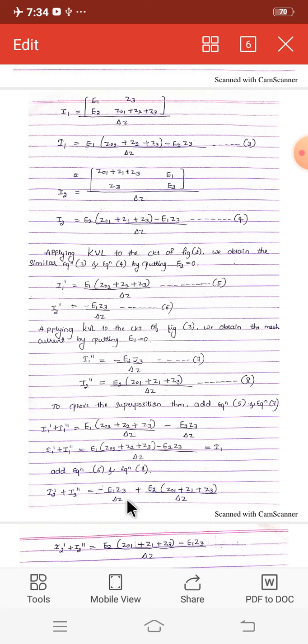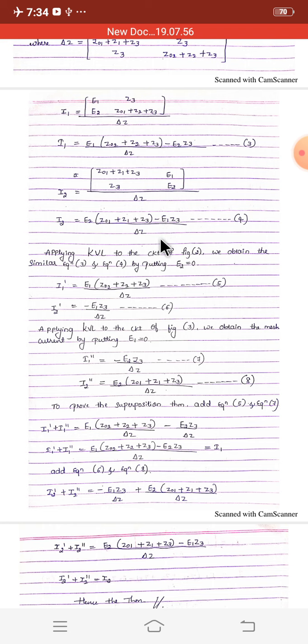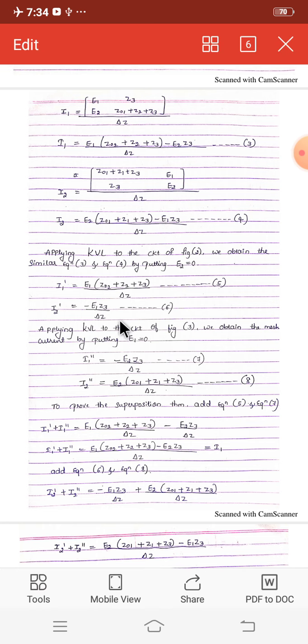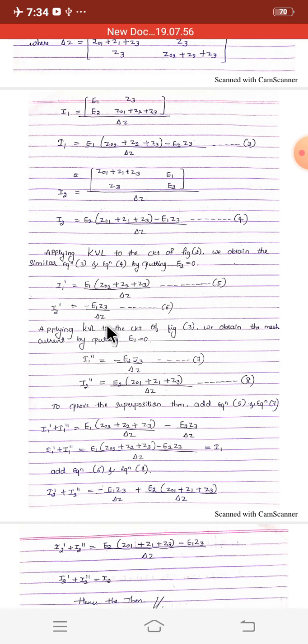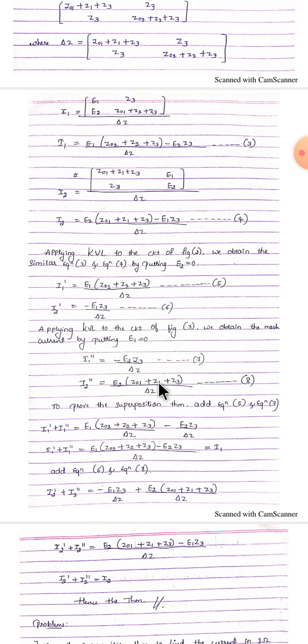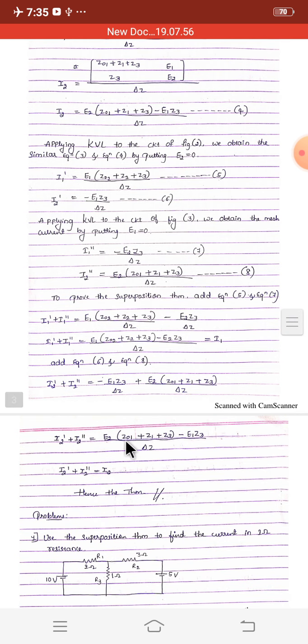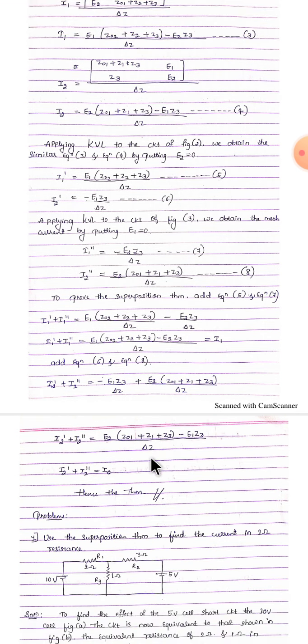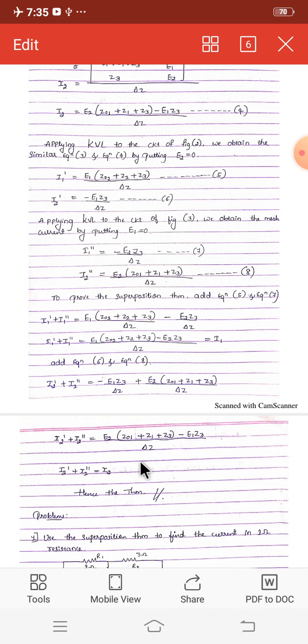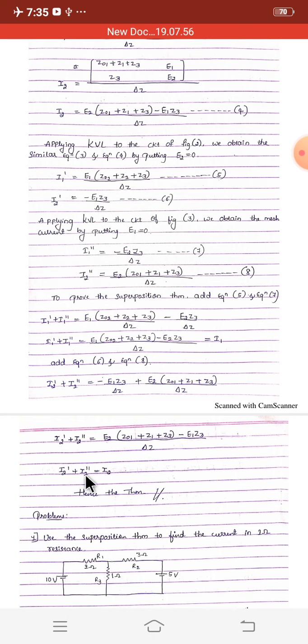Add equation 6 and 8, I2 dash plus I2 double dash. See here, equation 6 gives minus E1 Z3 divided by delta Z, and this term as it is, E2 (Z01 plus Z1 plus Z3) divided by delta Z. So I2 dash plus I2 double dash equals E2 (Z01 plus Z1 plus Z3) divided by delta Z minus E1 Z3 divided by delta Z. That is I2 dash plus I2 double dash equal to I2. Hence the theorem is proved.